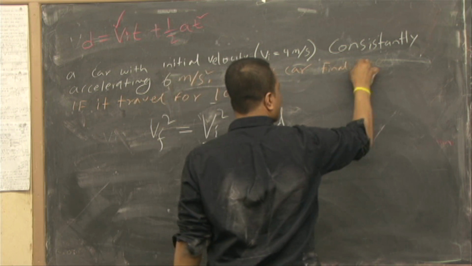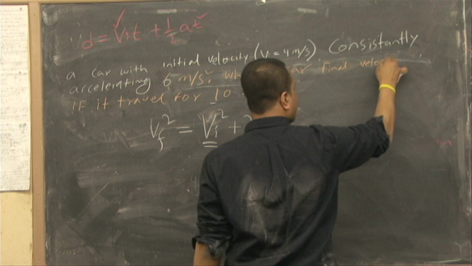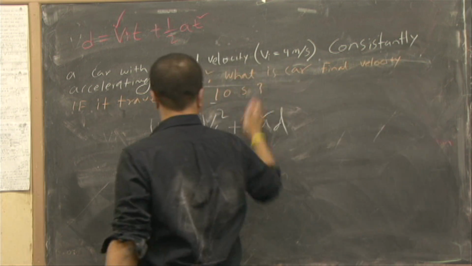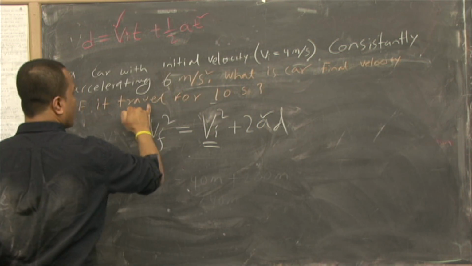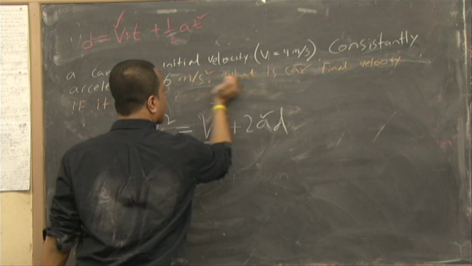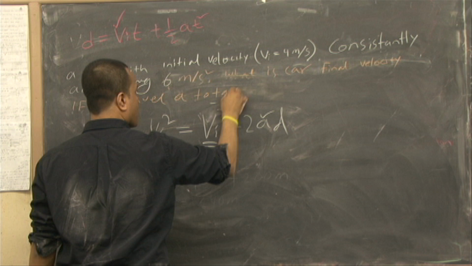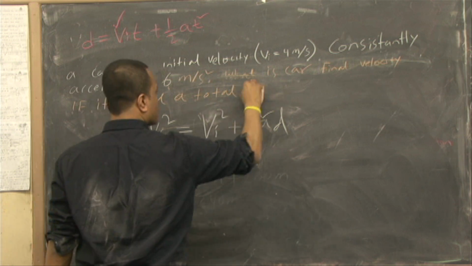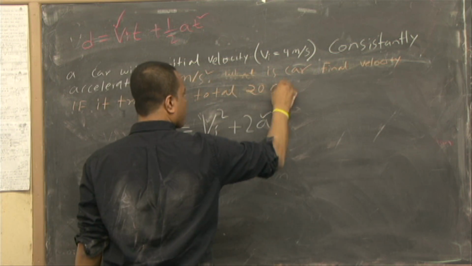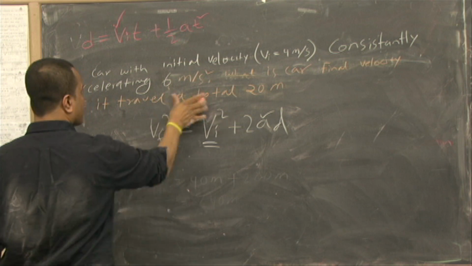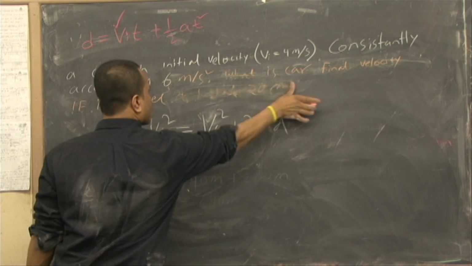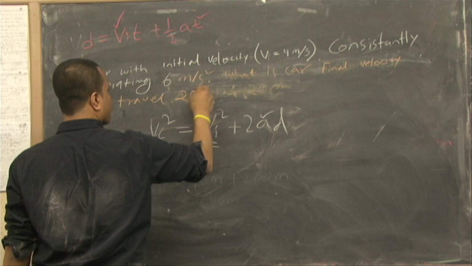What is the car's final velocity if it travels a total of 20 meters?